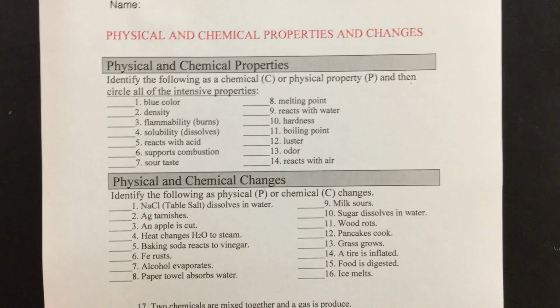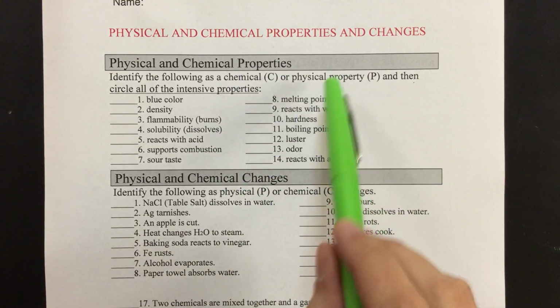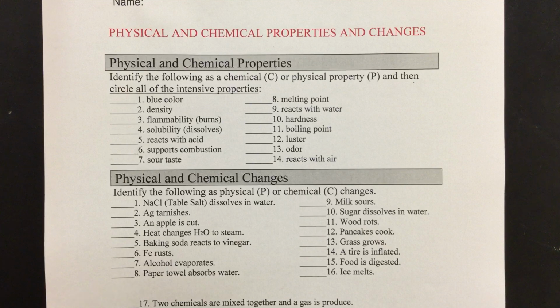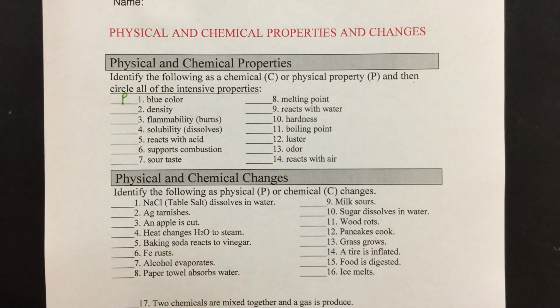In the first section, you're distinguishing between physical and chemical properties, and then if it's physical, you'll need to circle if it's intensive. So why don't we just do the first 3, I guess. So the first one, blue color. So this is just an observation that something is blue. That would be a physical property. So we'll put a P there. Okay, so things that you can just observe without changing the substance, like its color, those are going to be physical properties.